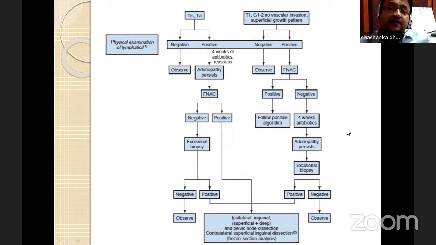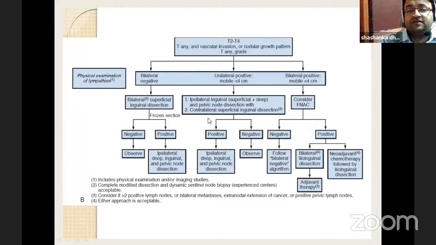And again, it may resolve. If it does not, we do an excision biopsy and then we wait for negative or positive. If it's positive, we proceed with the positive algorithm. If it's negative, we can observe.